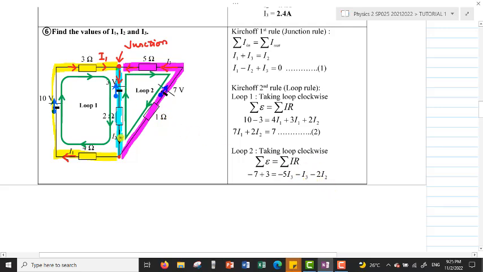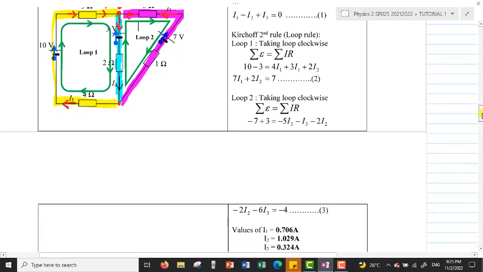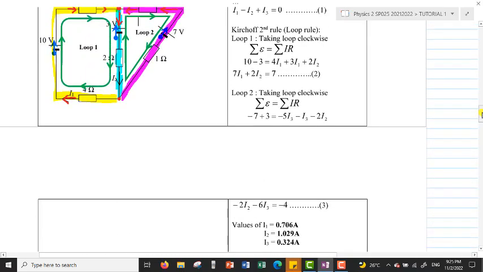And then we have I2. If we compare the direction of I2 with the direction of loop 2, the direction is opposite, so I2 will be negative. So I2 passing through the 2 ohm resistor, so we have negative 2 I2. Then we solve it, we will get negative 2 I2 minus 6 I3 equal to negative 7 plus 3, which is negative 4. So this one will be our third equation.